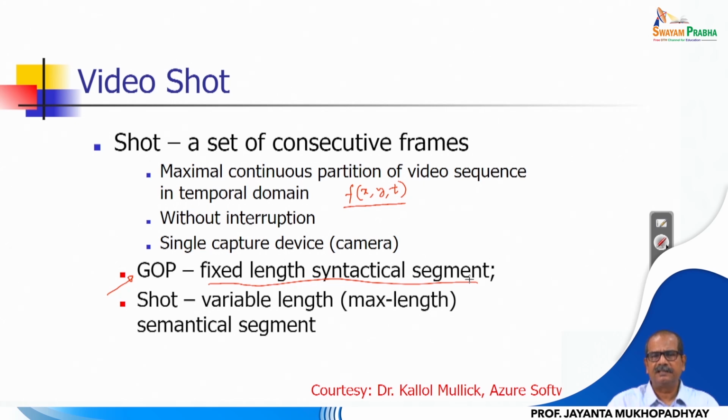A shot is of variable length. As I mentioned, it is a maximal continuous depiction of the video from a single position of a camera. That is what a shot is, and it has certain semantics: a shot depicts a particular phenomenon or event, and its frames are all related. When we consider a GOP, there could be frames of multiple adjacent shots, so they may depict two different phenomena. These are certain things that we need to consider.